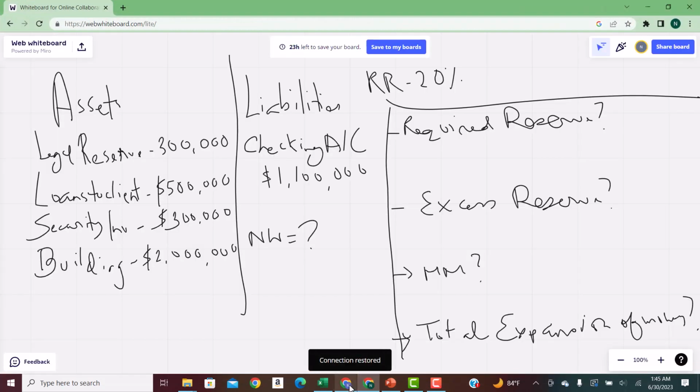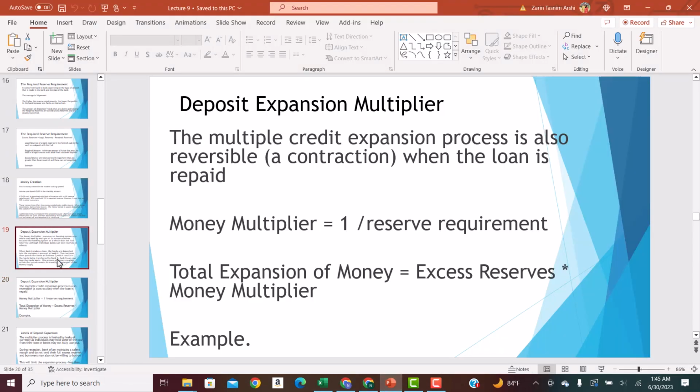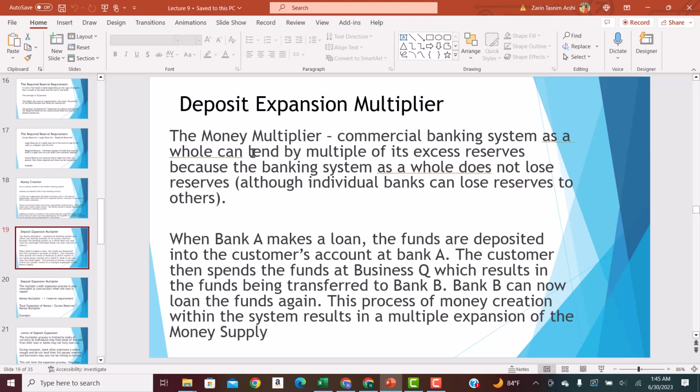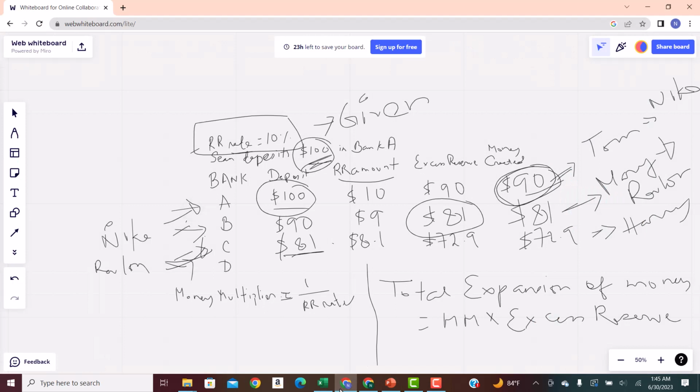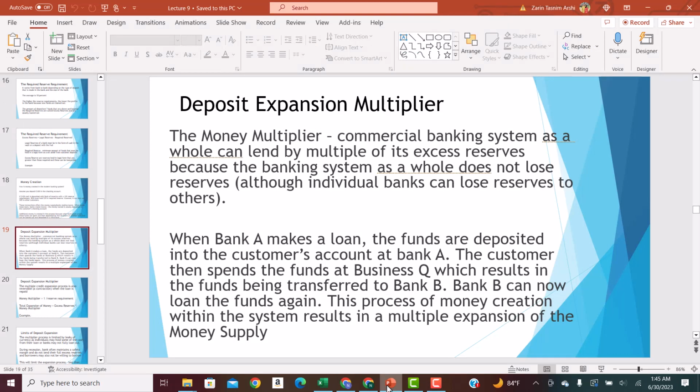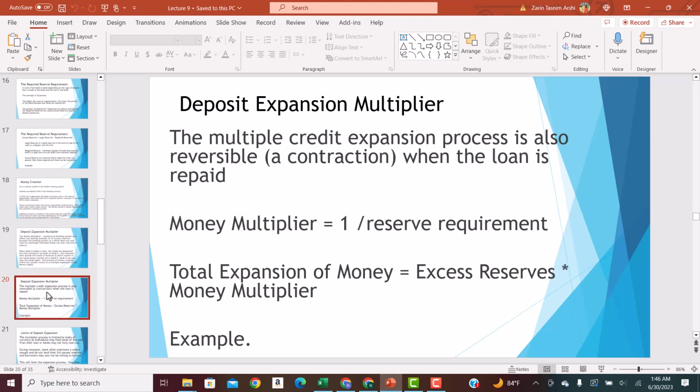Going back to this slide, the commercial banking system as a whole can lend by a multiple of its excess reserve. So here the commercial bank system A, B, C, D, they can lend these excess reserves several times, multiple times, and that eventually has a multiplied impact on the money supply, and that is known as the money multiplier. So the method to calculate the final increase in the money supply, the multiple credit expansion process, has two steps.